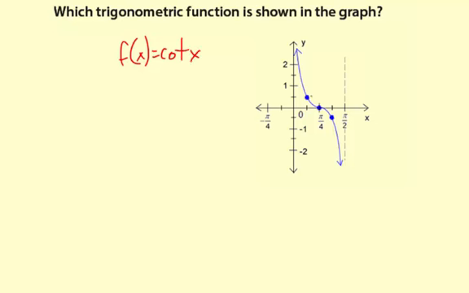But then we need to apply any transformations. Now the first thing I notice, the period is only pi over 2. That means there's going to be a horizontal shrink by 1/2.